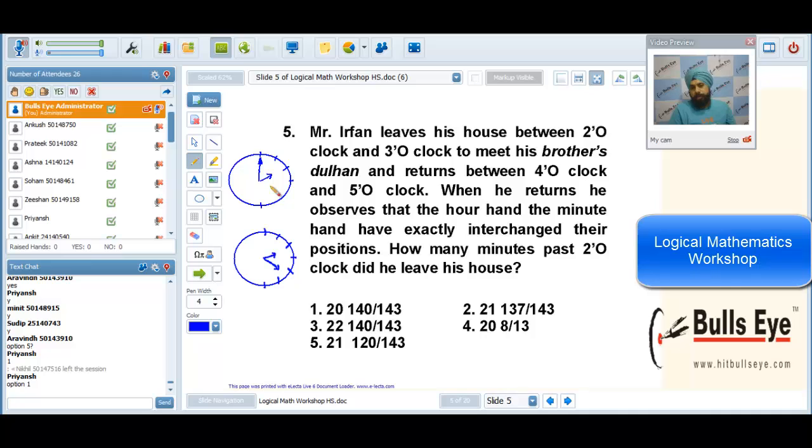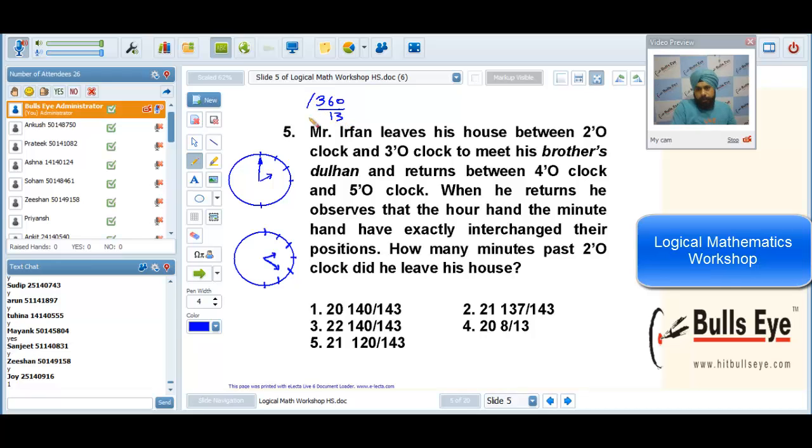I guess so many of you are not clear about the concept. Shall we discuss it, students? See guys, the most important value in such questions is, I think one thing that you need to remember from now on, that whenever the hands interchange their positions, the angle between the two hands is 360 by 13 or a multiple of the same. Here multiple simply means it's twice or it's thrice.